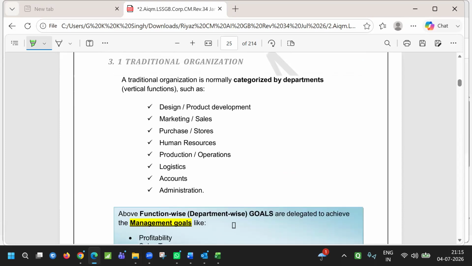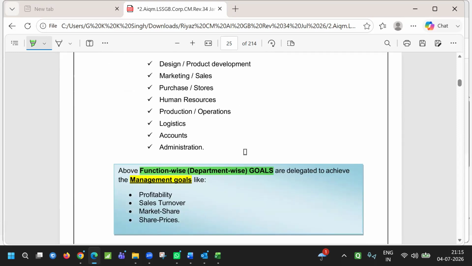Now, management goals are different from the department goals. Department goals or functional goals are what you see above, like there are targets for design, for sales, for purchase, stores, human resources, production, operations, and so on. But management goals are the overall goals like profitability of the organization, sales turnover, market share, share prices, and so on.